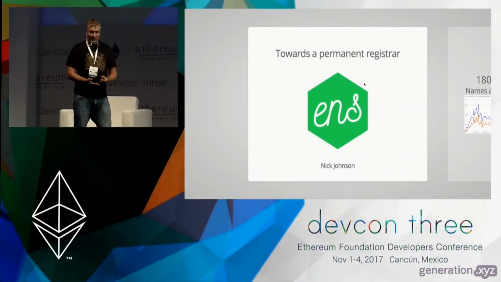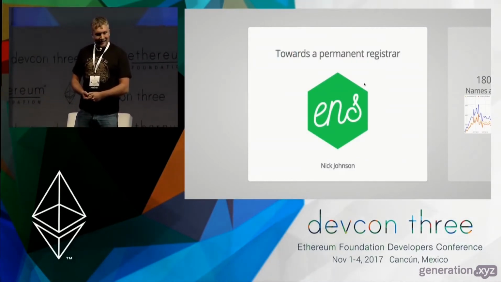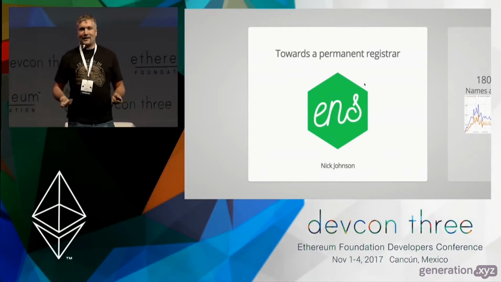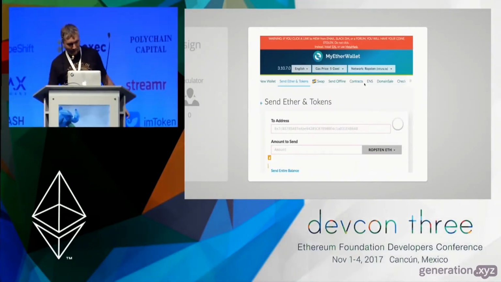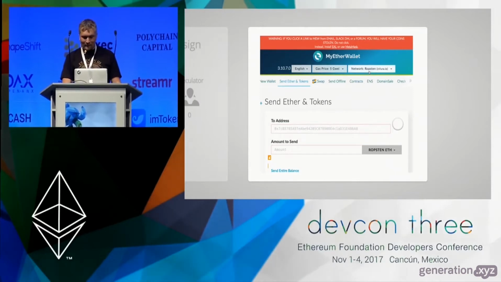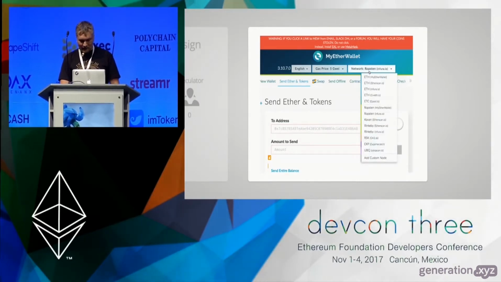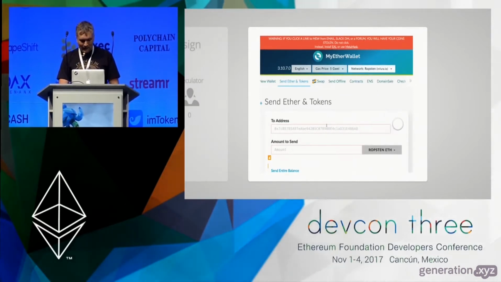So I'm Nick Johnson, the lead developer for ENS, and I'm here to tell you about what we've done in the last year. This, as you can see, is a perfectly ordinary MyEtherWallet instance. This is on the public internet. You can see it's connected to Ropsten.